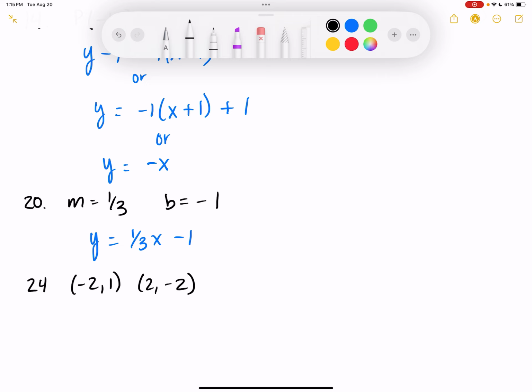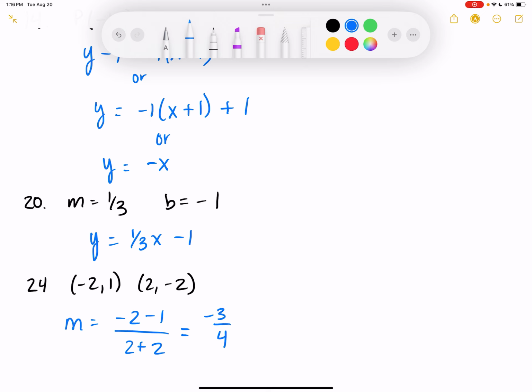So if I need to write an equation of the line, what do I need to do first? Find the slope. So we've got -2 minus 1 over 2 minus -2, so plus 2. I'm about to write plus 4, trying to do the math in my head and write the number down. So I have -3 over 4.